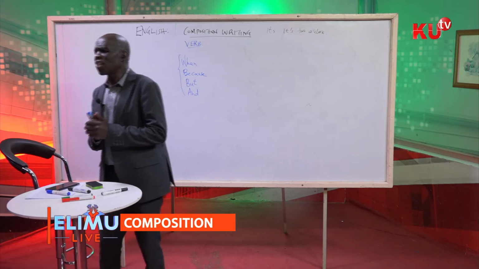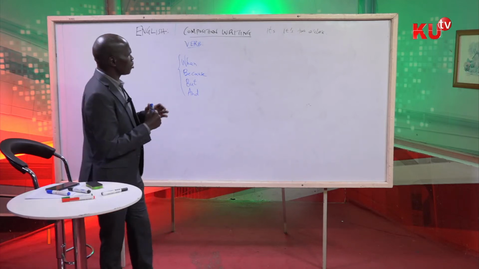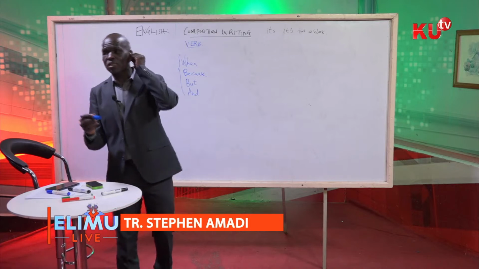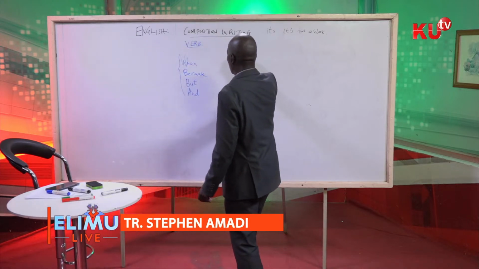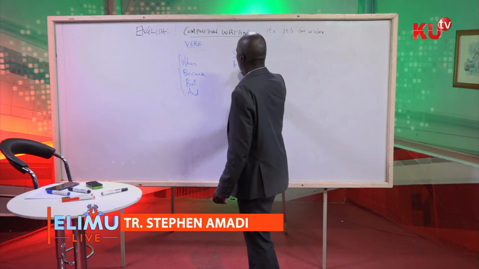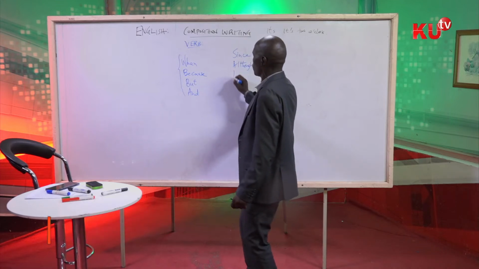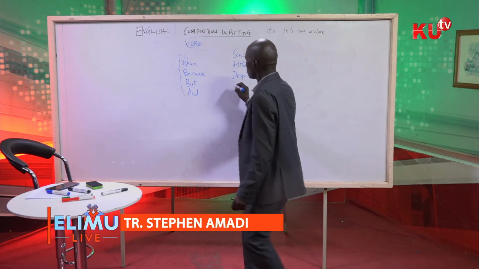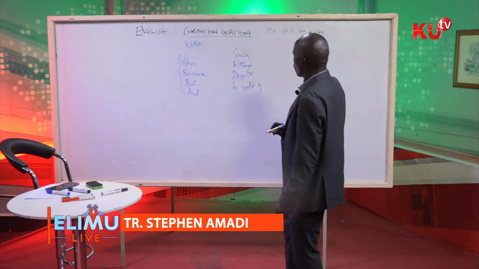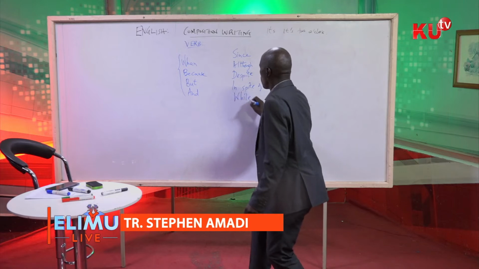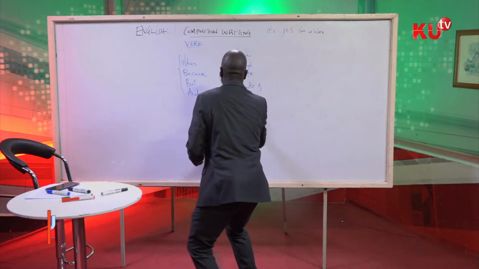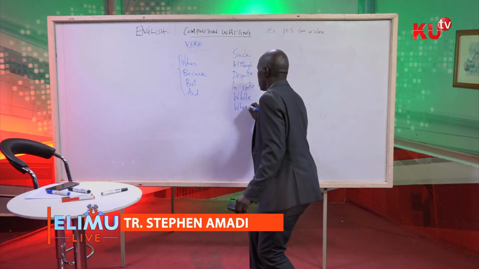There are several conjunctions that I want you to get used to. Conjunctions as well as correlatives, they go together. There is since. We have although. We have despite. We have in spite of. We have while. We have whereas.